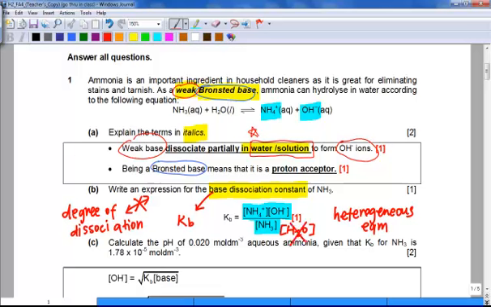Okay, moving on to part C. Part C asks us to calculate the pH of 0.02 mol per dm³ of aqueous ammonia, given that the Kb is 1.78 times 10 to the power of minus 5. Recall that you have a lot of equations, but we know that ammonia is a weak base. When we talk about a weak base, that means to find the pH we will need to use the weak base equation.